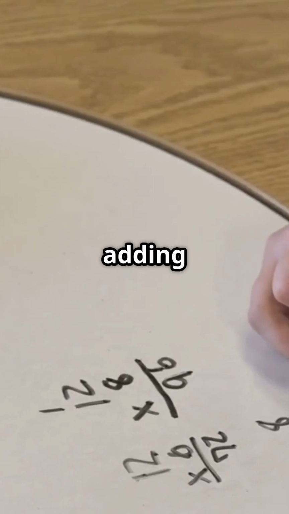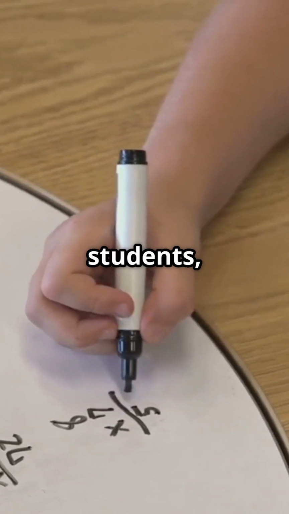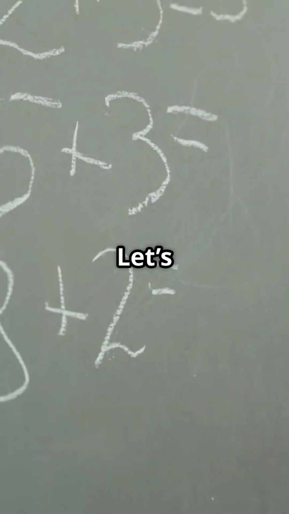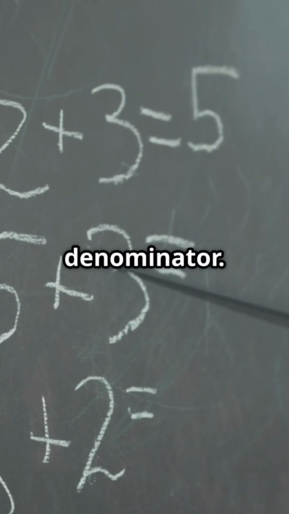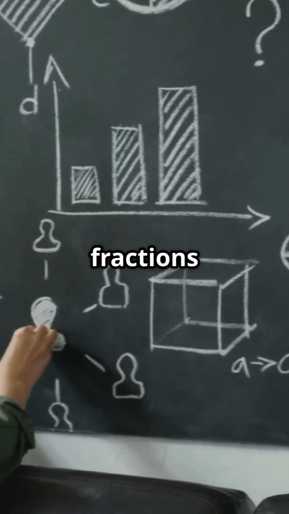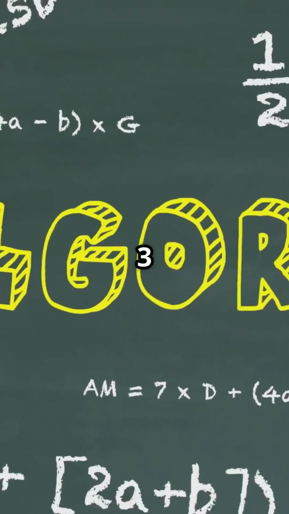First up, adding fractions with different denominators. This is a common stumbling block for many students, but once they grasp the concept, it becomes much easier. Let's say you have 1/4 and 1/3. The key is to find a common denominator. A common denominator is a shared multiple of the denominators of the fractions you are working with. In this case, the denominators are 4 and 3. The smallest common multiple of 4 and 3 is 12.